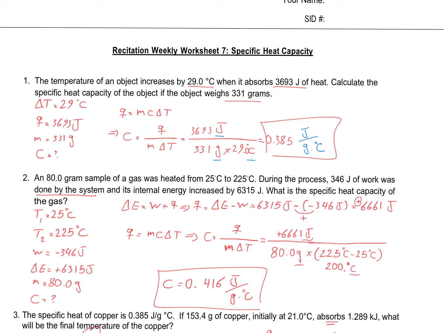Worksheet number 7, specific heat capacity. For this chapter, what you need to know is the formula Q = mcΔT, and the other thing you need to know is that the internal energy is the sum of work and Q, and you also have to know how to find the sign of both work and Q, the heat.